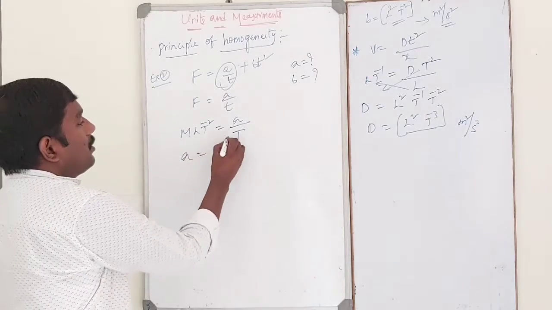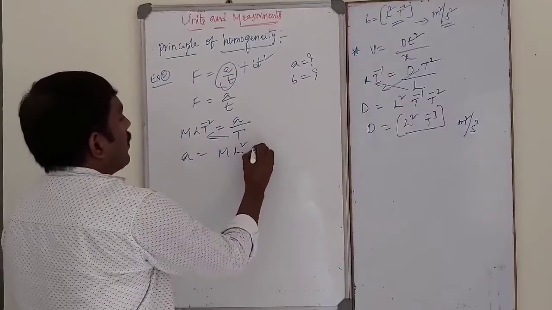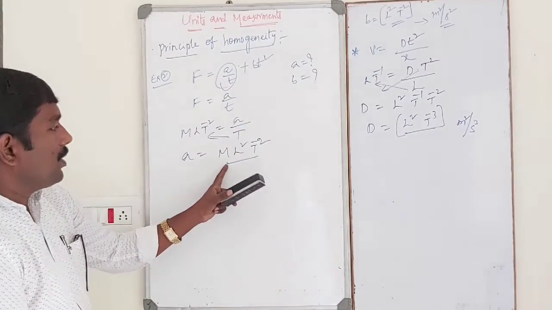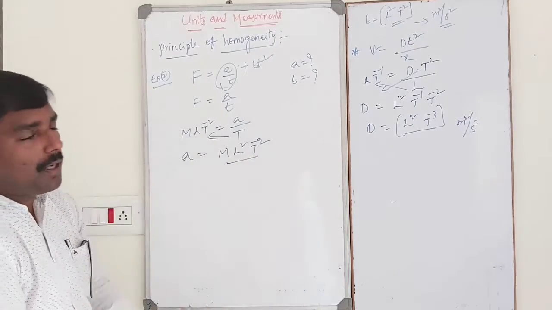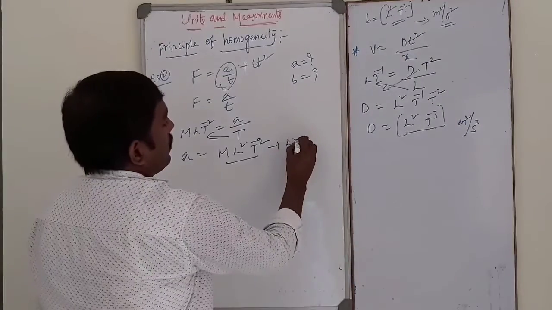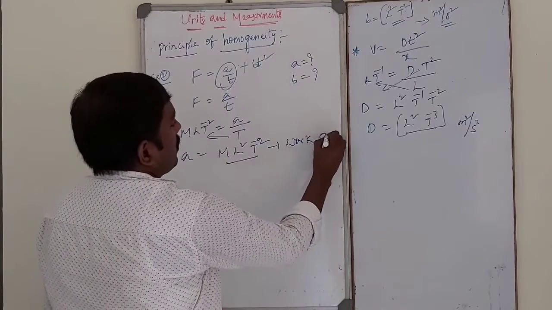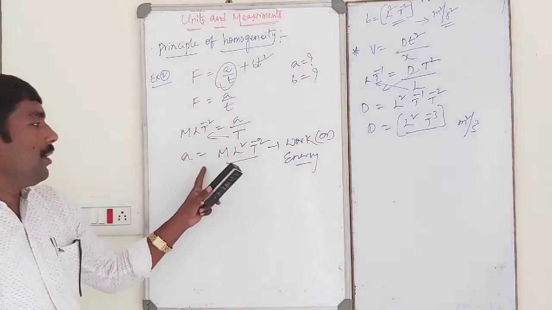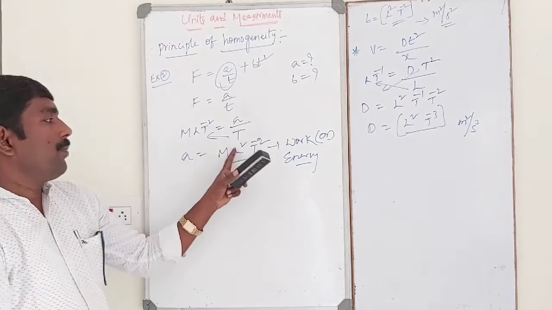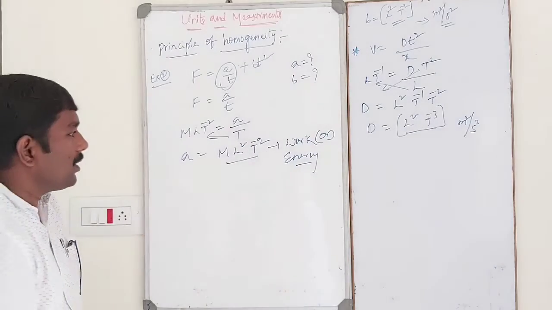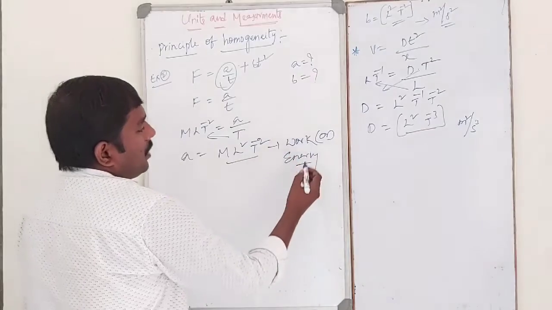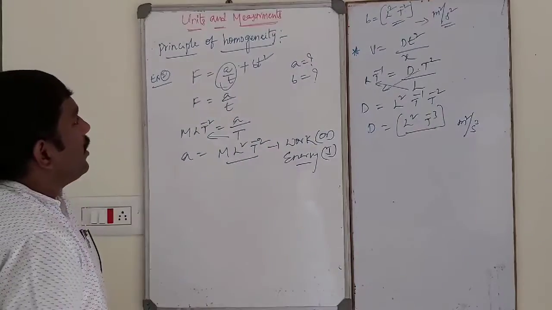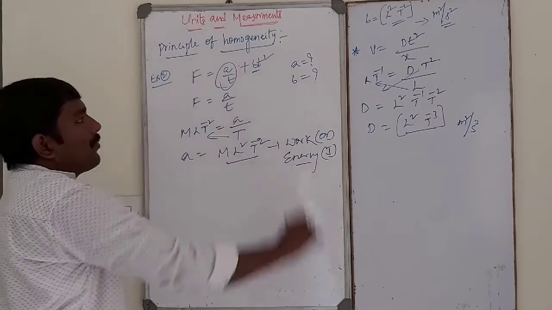So a is equal to, on cross multiplication, ML^2 T^-2. Note this: ML^2 T^-2 is nothing but energy or work or torque. So in this case, a is nothing but energy or work, ML^2 T^-2. Of course, a is the constant. What is the SI unit of work or energy? Joule. Okay, students.